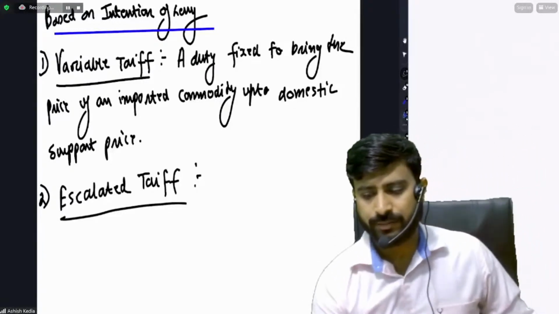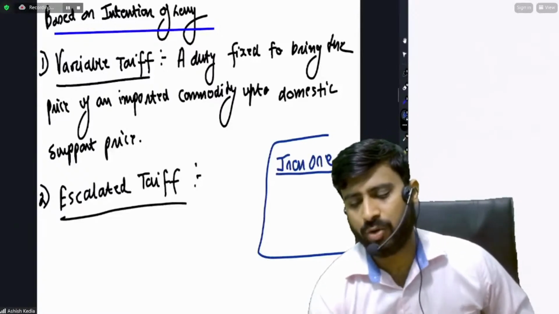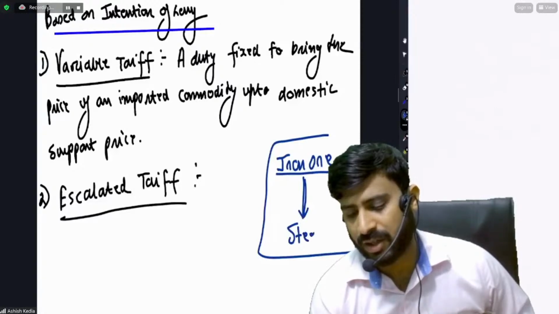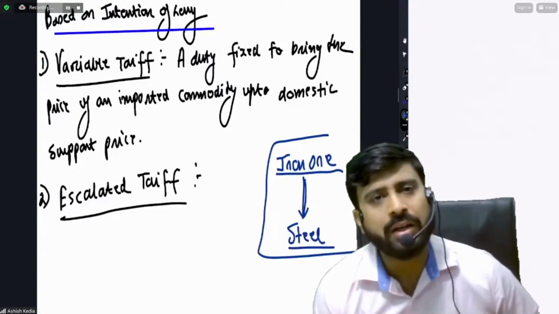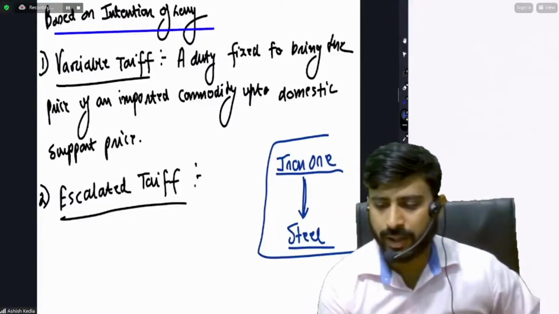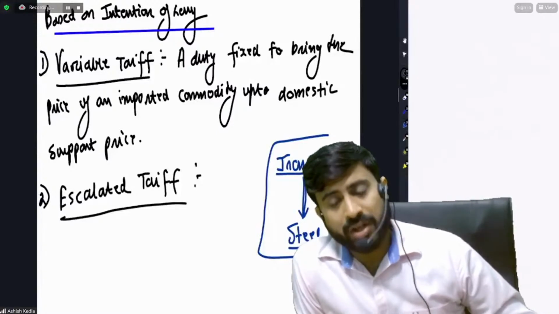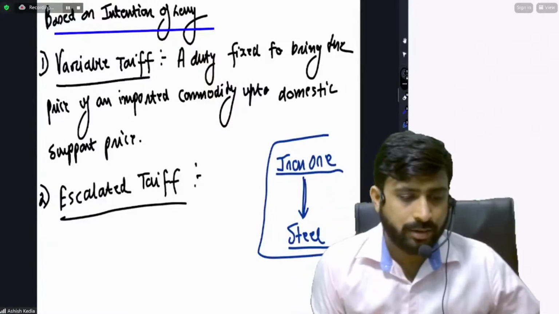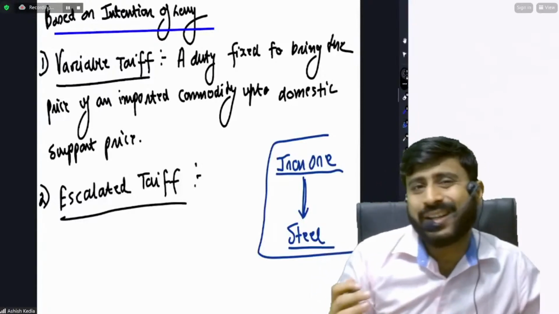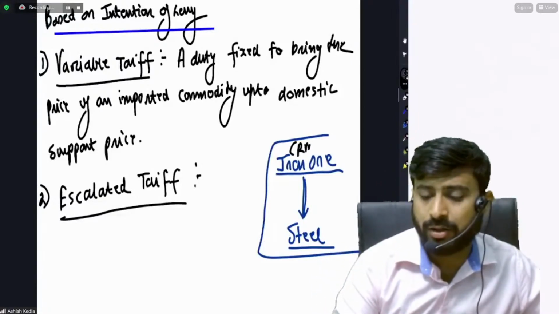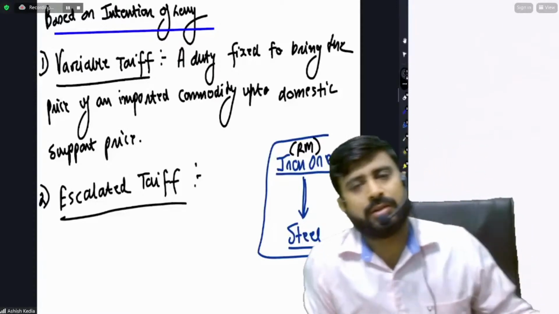See, iron ore. Friends, iron ore is a material that is used to make steel. Great. Now, what the government does here is that on importing iron ore, that is raw material, the government is fixing the tariff, an import duty of 4%.